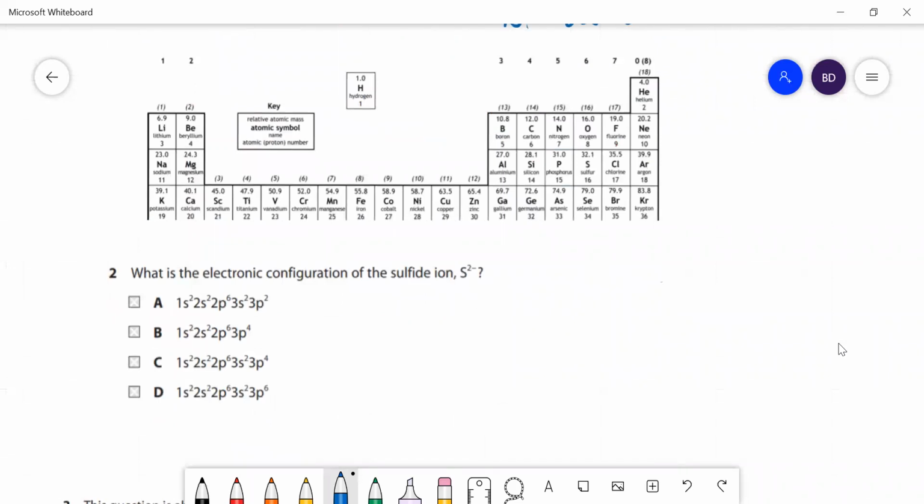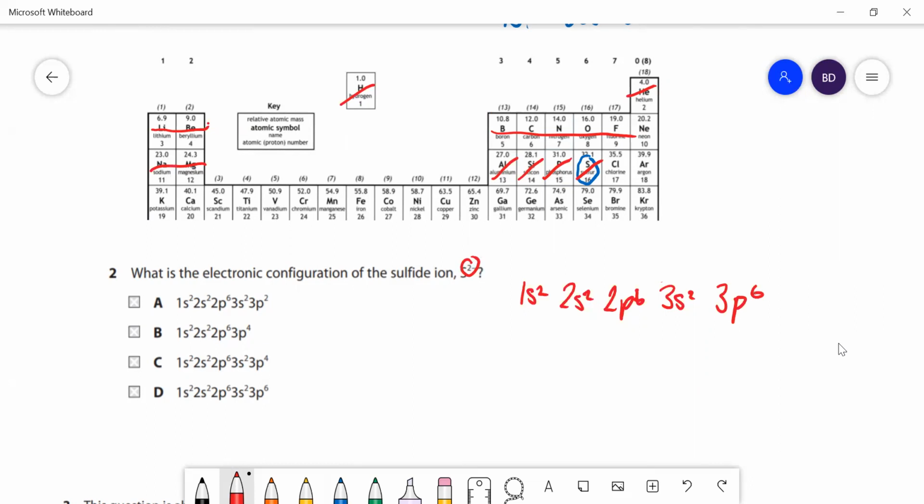Okay, next question. What is the electronic configuration of the sulfide ion, S 2 minus? So I've got the periodic table there. Here we've got sulfur. Okay, so we have got 1s is filled up, 2s is filled up, 2p is filled up, 3s is filled up, and then with sulfur we would have 3p4, 1, 2, 3, 4, but it's 2 minus, so we've got 2 extra electrons, so it's not 3p4, it's 3p6. Okay, so the answer there is D.